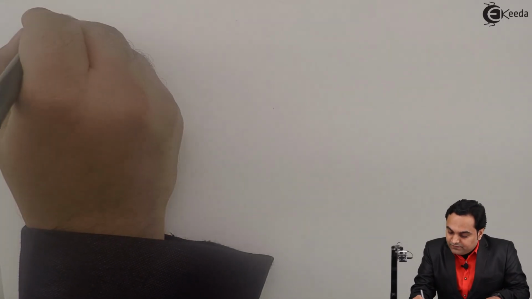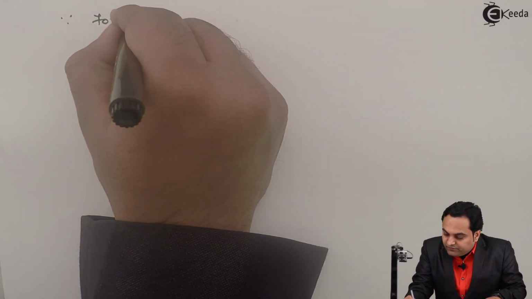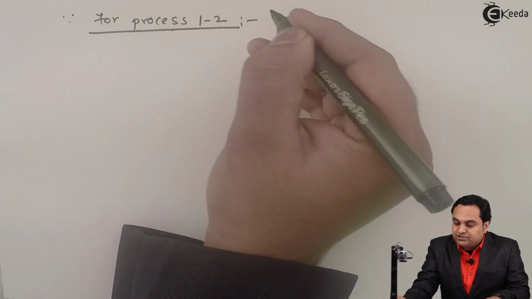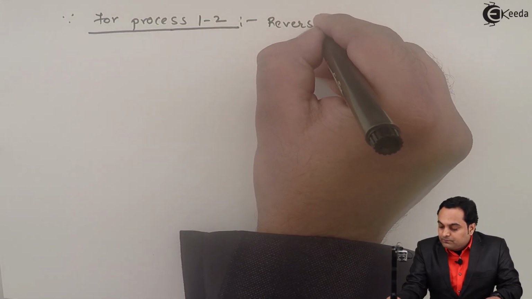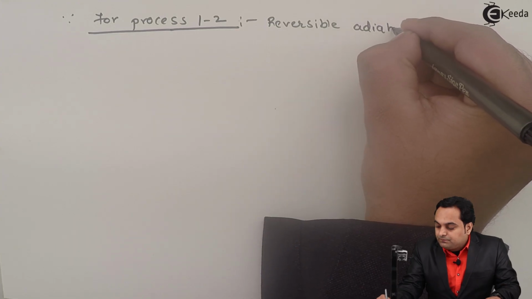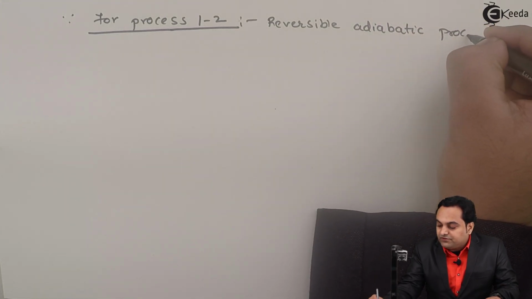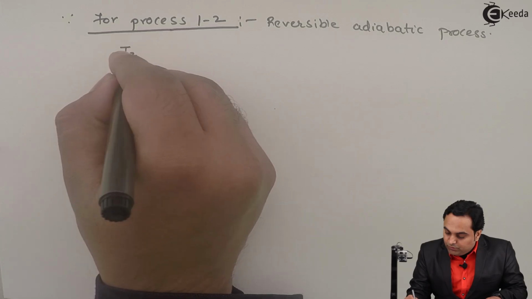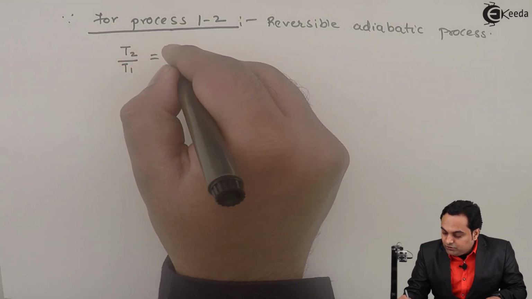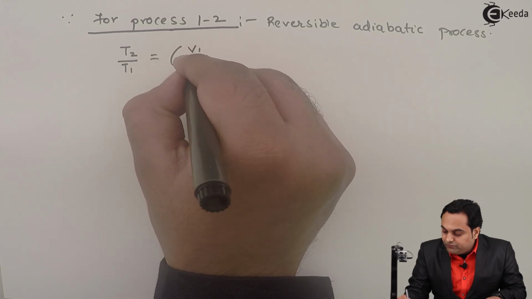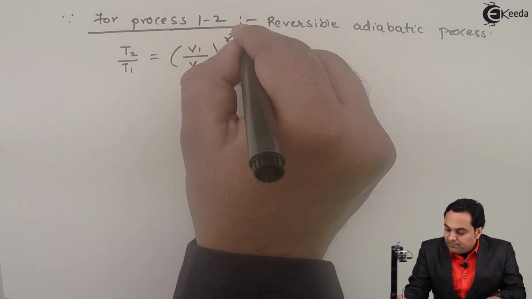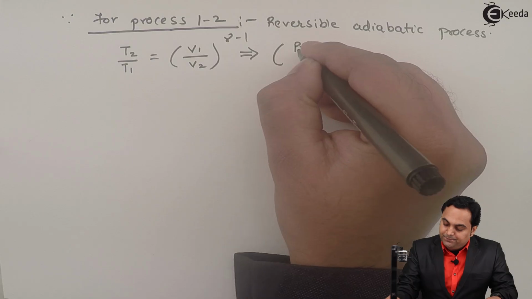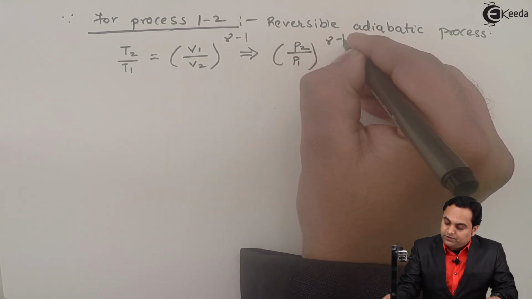So starting with process 1 to 2, which is reversible adiabatic, also called an isentropic process, for this I'll write down T2 upon T1 is equal to V1 upon V2 raised to gamma minus 1, and it can also be equal to P2 by P1 raised to gamma minus 1 upon gamma.